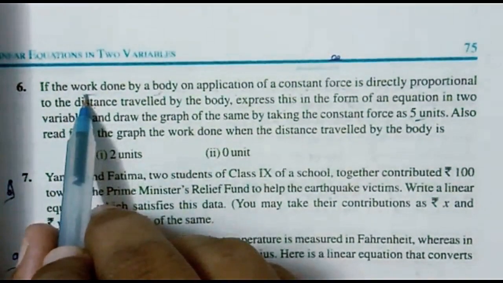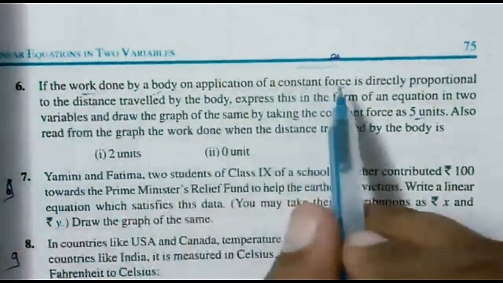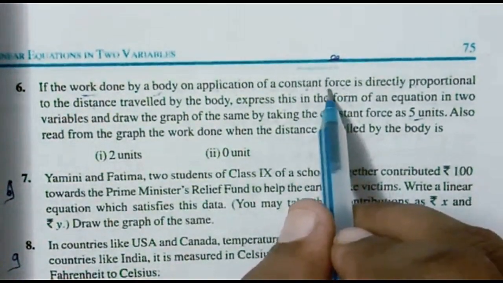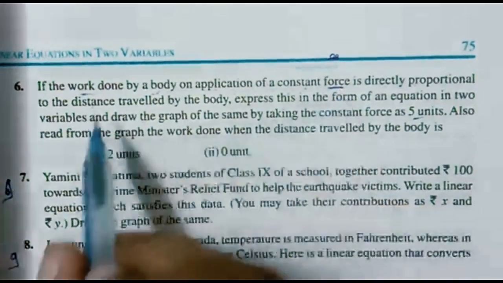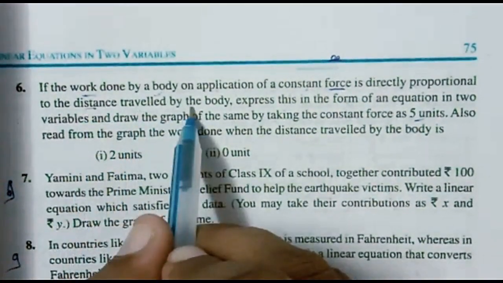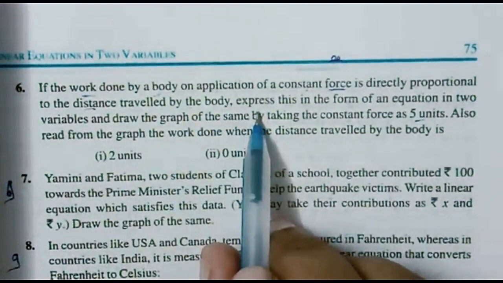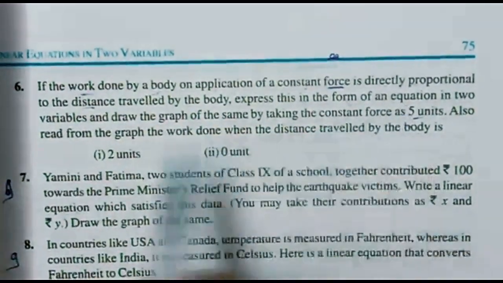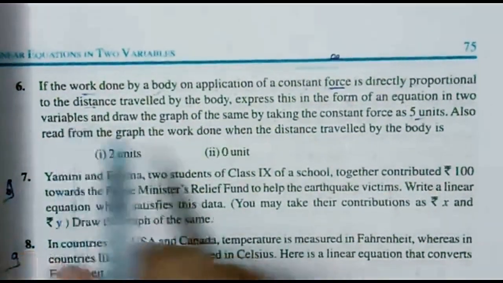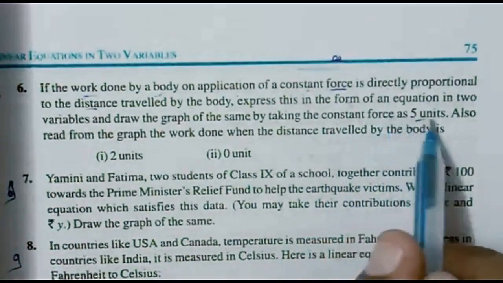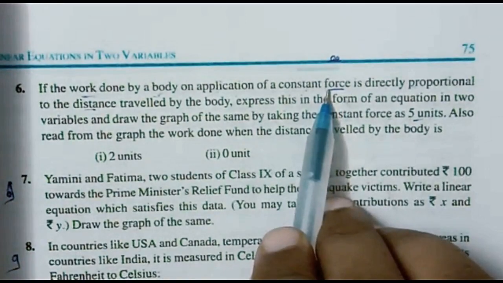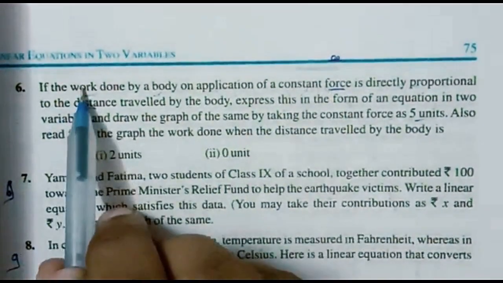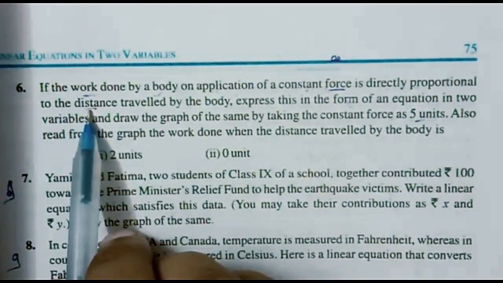First one is work is done on the body. Second one, work is done only because constant force is applied on the body. Third thing is distance is traveled by the body. Now we need to express this in the form of an equation with only two variables, because the value of constant force is given to be 5 units. So that means this force will be constant.